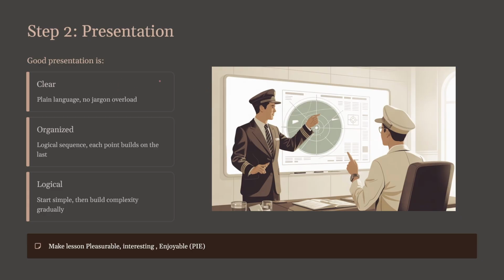A good presentation should be clear, organized, and logical. By clear, I mean I should use plain language, of course, and avoid overwhelming the student with too much jargon at once. By organized, I mean the lesson should follow a sequence that makes sense, and each point should build on the previous one, okay? And by logical, I mean I should start simple and then gradually build complexity.